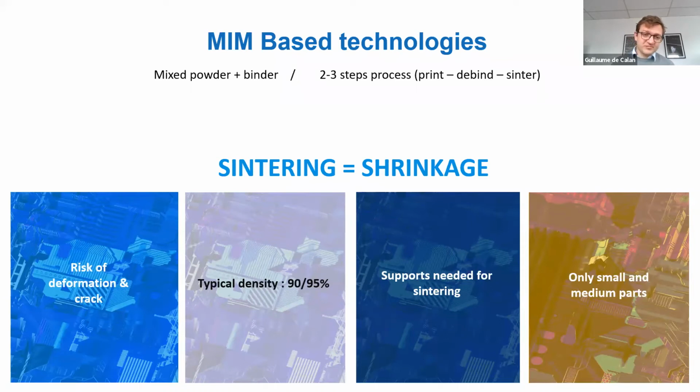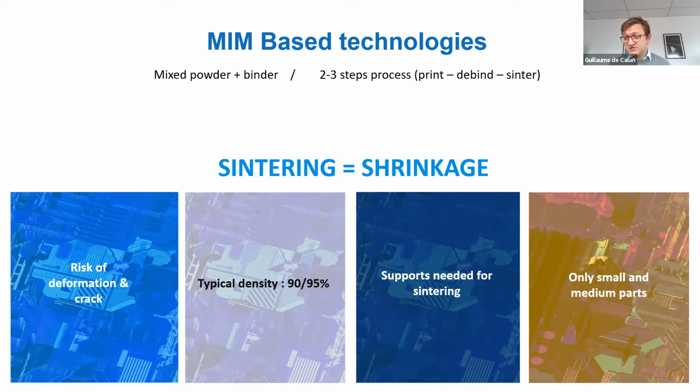And quite importantly, sintering means you'll have some shrinkage. And that has a lot of impact. It means you have some risk of deformation, cracks. You will also never reach a full density with a MIM part, except if you do some other post-process afterwards. But naturally, it's made for parts in the range of 90 to 95%.